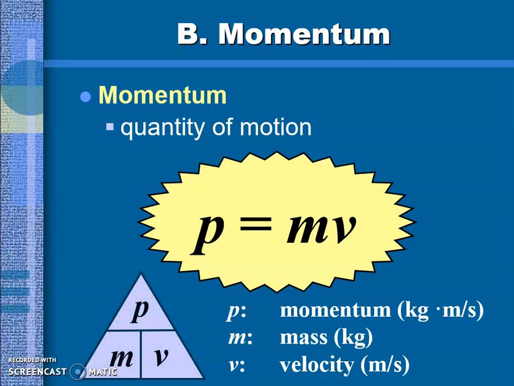And here's our triangle for this equation. Since P equals M times V, the M and the V go on the bottom because side by side means multiply. And so then if you need to solve for M, you would do P divided by V. If you need to solve for V, you would do P divided by M. If you need to solve for P, it's M times V. So here's our nice triangle for us. Go ahead and add that to your equation sheet too.